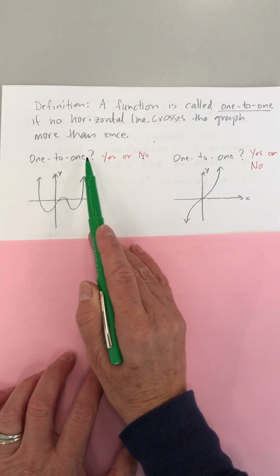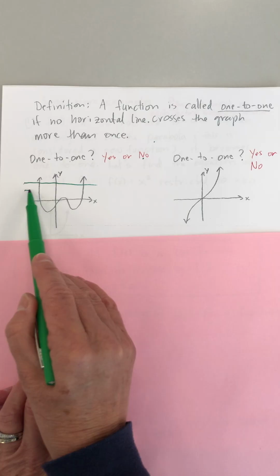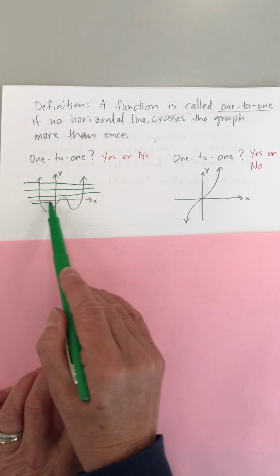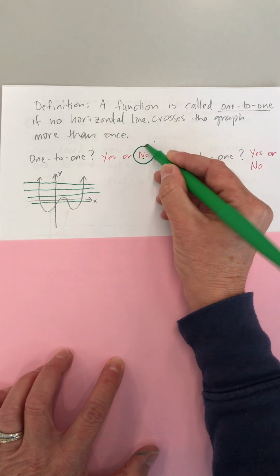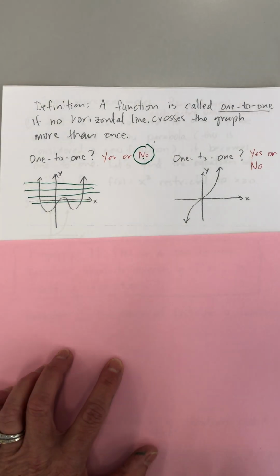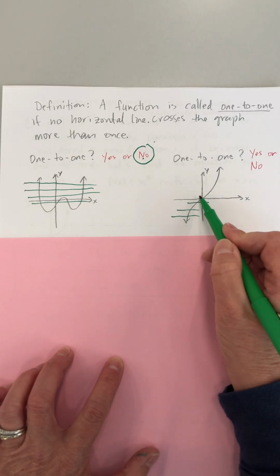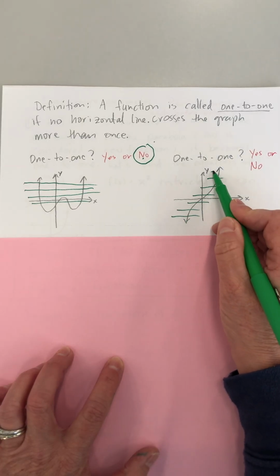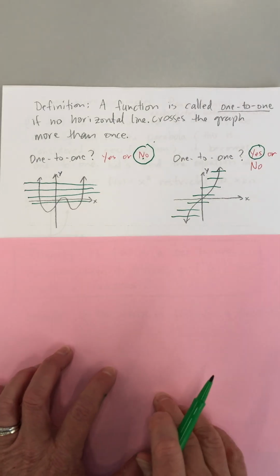So is this function one-to-one? Well, in fact, I have a lot of horizontal lines that cross the graph more than once, so this function here is not one-to-one. But this one here, no horizontal line crosses the graph more than once, so this function is one-to-one.